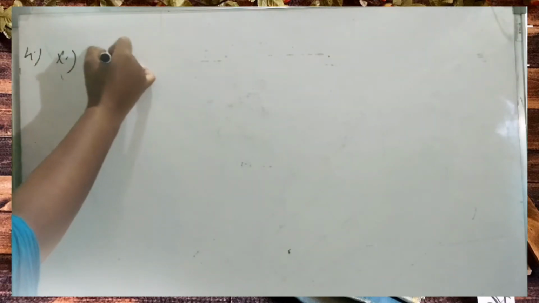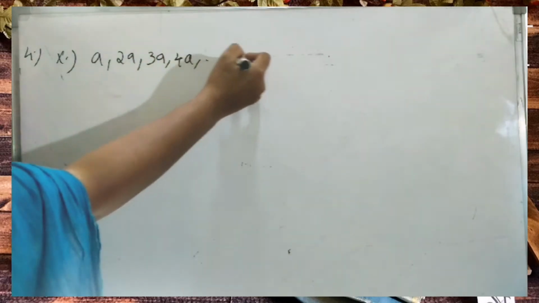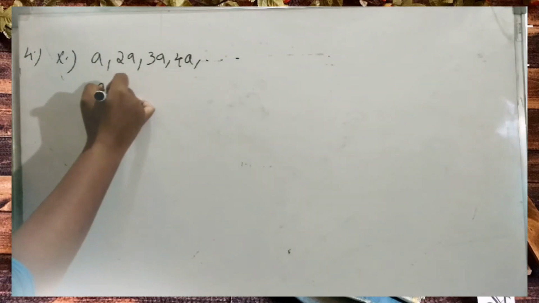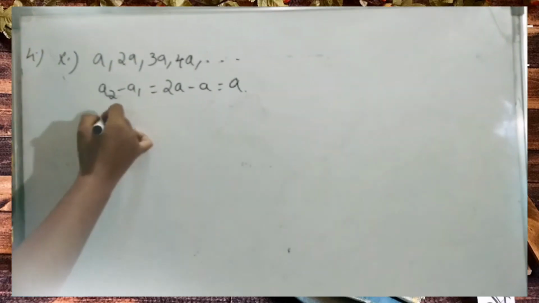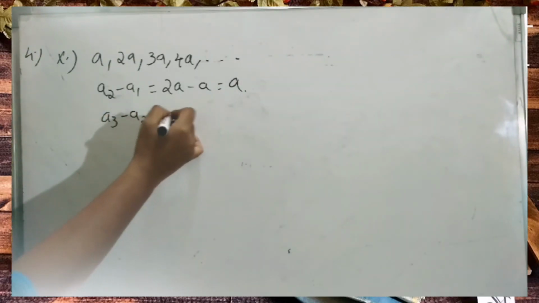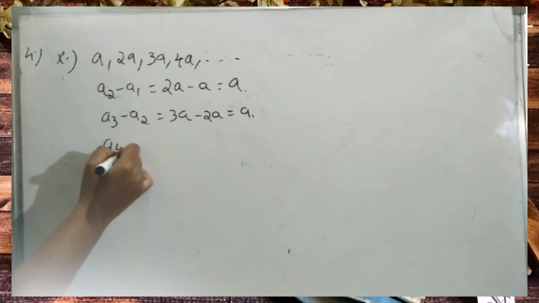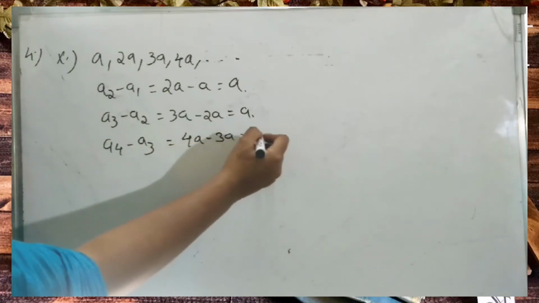Tenth one, a, 2a, 3a, 4a, etc. Then a2 minus a1, that is 2a minus a equal to a. a3 minus a2, 3a minus 2a is equal to a. a4 minus a3, 4a minus 3a is equal to a.